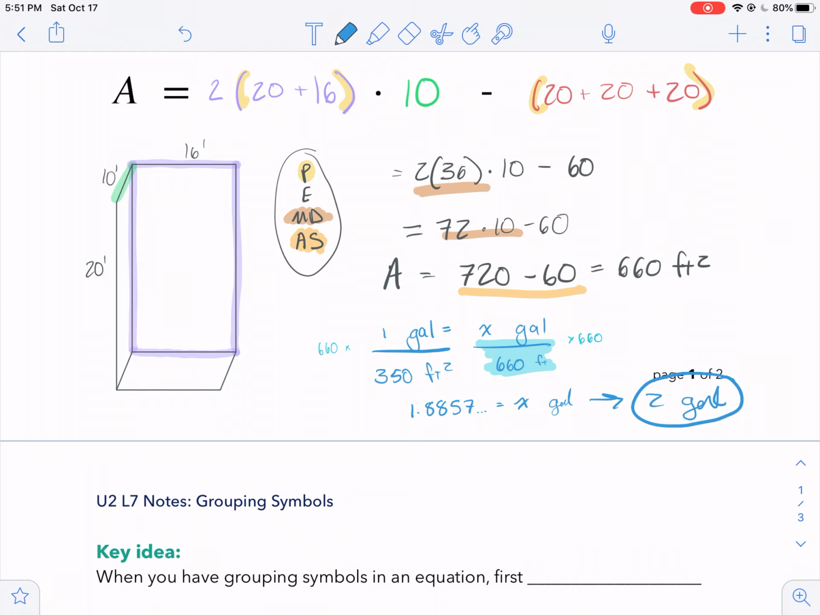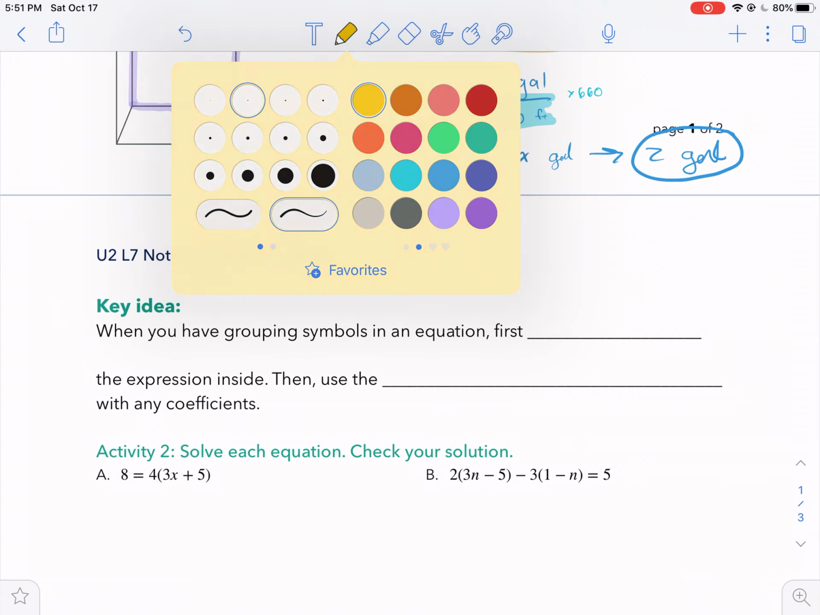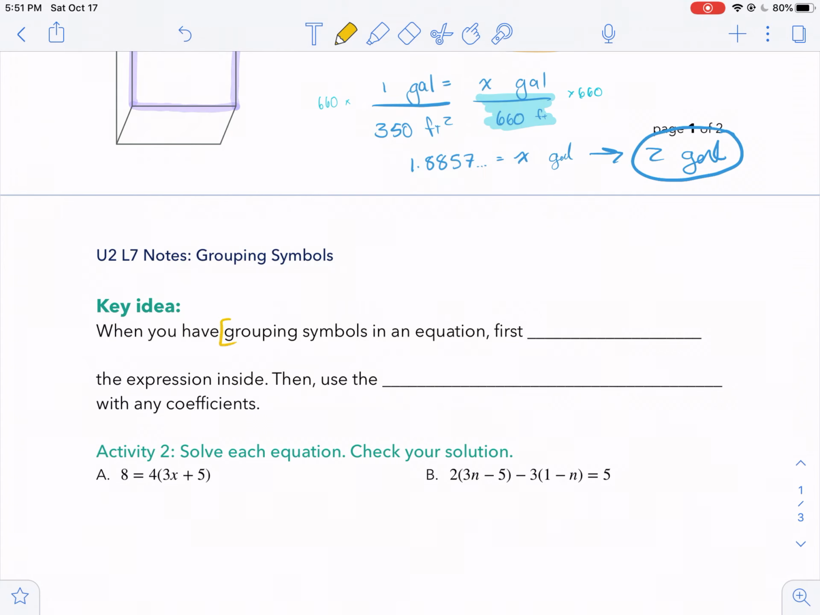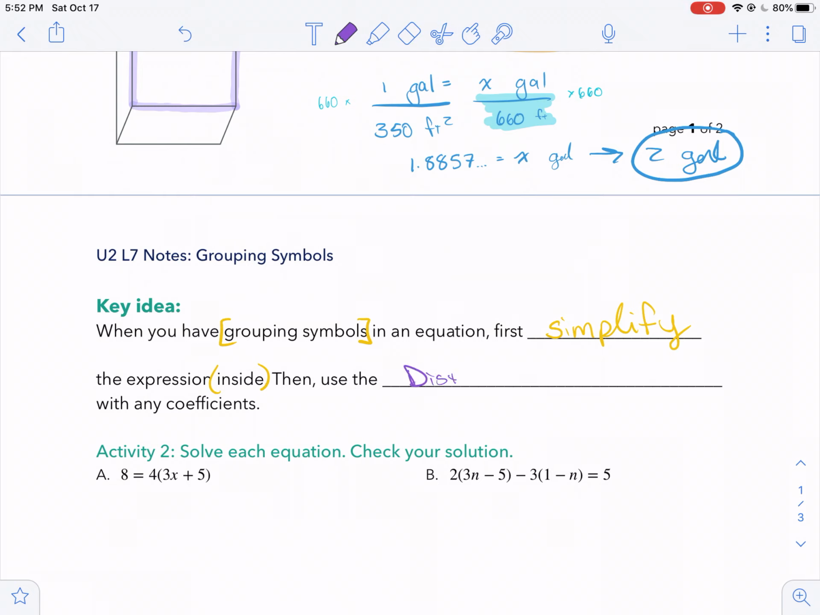Okay, so that's using just numbers. But what if you have an equation with a variable inside? Well, if you have grouping symbols in an equation, the very first thing you need to do is simplify what's inside of your grouping symbols. And then when you're done with that, go ahead and use the distributive property in case you have any coefficients.